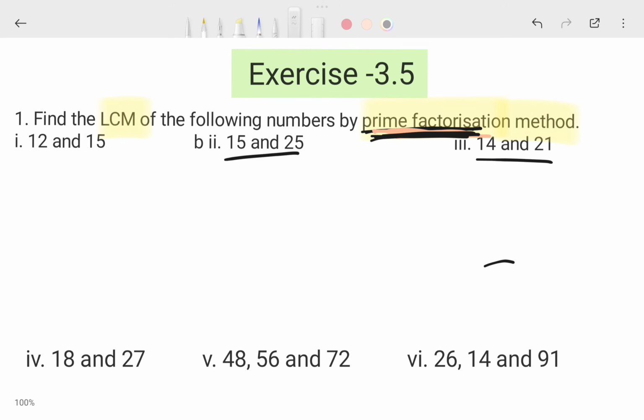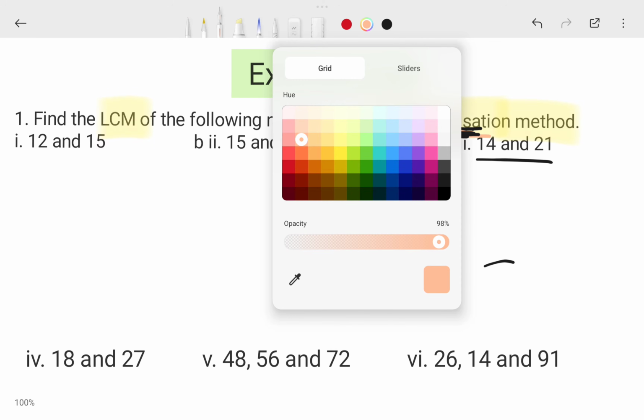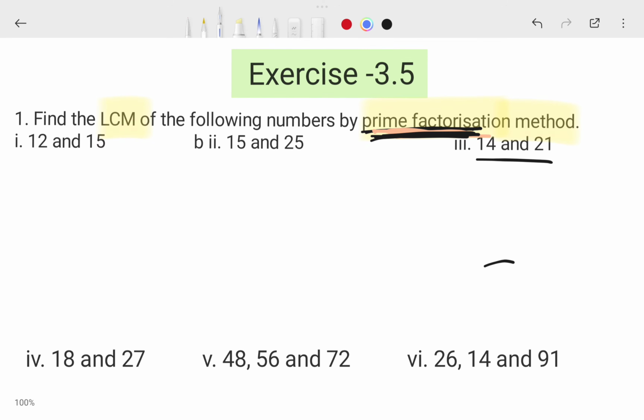Okay, let's do this question. The second question we are going to see. So how can you solve the second question, let's see. This is 15 and this is 25. So you can find the factors of 15 and 25, and I will explain both of these. Don't worry about it.